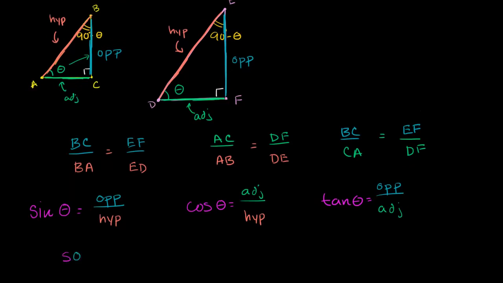SOH: sine is opposite over hypotenuse. CAH: cosine is adjacent over hypotenuse. And then finally, TOA: tangent is opposite over adjacent. SOHCAHTOA. And in future videos, we'll actually apply these definitions for these trigonometric functions.